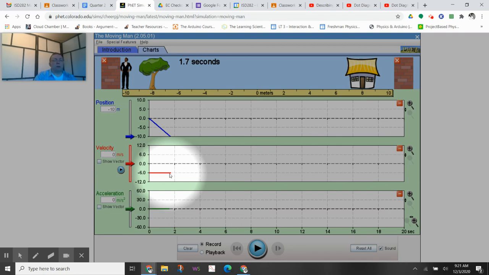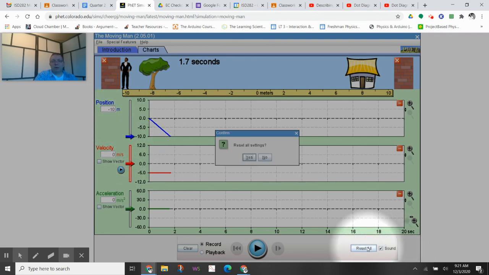So with constant velocity, this graph is just always that straight horizontal line. It's just like, how fast are you going? -6, still going -6, still going -6 meters per second. So we can see things set that way.